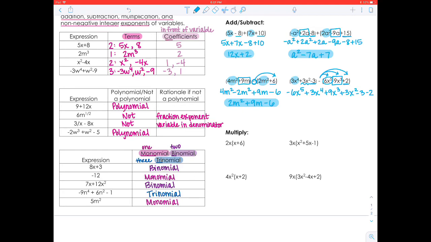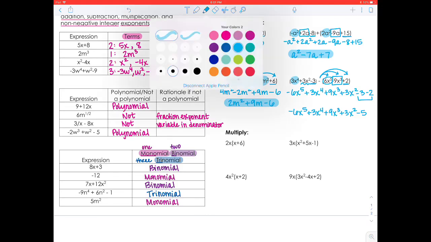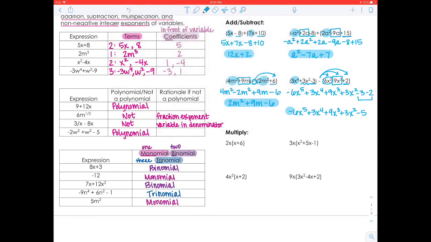Okay, so the only things that we're really combining are these 2 here. We're just going to rewrite the rest of it. Negative 6x to the 5th plus 3x to the 4th plus 9x cubed plus 3x squared, and then negative 3 minus 2 is negative 5. And that's our final answer because all of those terms are different. We cannot combine them.